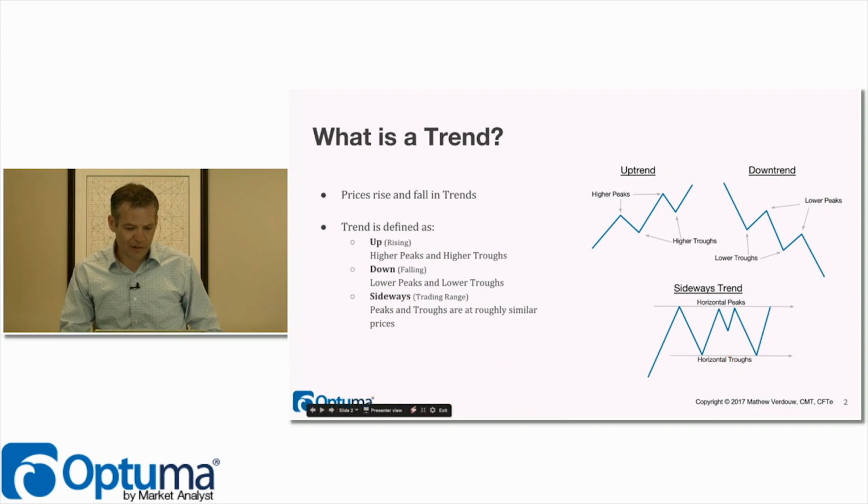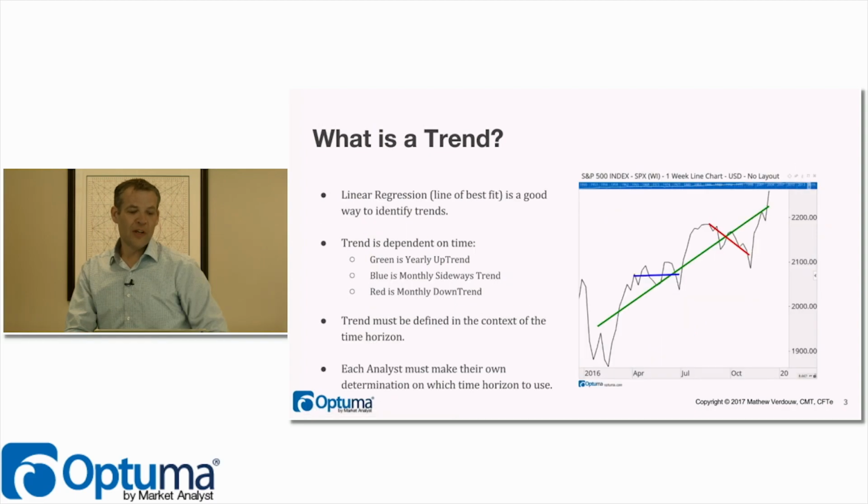So what is a trend? Now, a great way of identifying this from a mathematical or algorithmic way is using linear regression. It's a statistical way of looking at all the data points and saying, okay, what's the line of best fit? What line best describes all of this data that I'm looking at? And here's a couple of examples on this chart looking at linear regression.